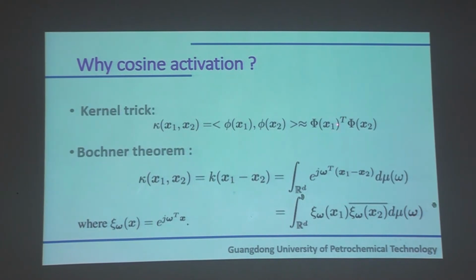But here we want to know exactly what form it is. Once we know the form of the phi, for the input we just use the phi to do the mapping, and then we compute the inner product. It can fix the problem caused by big data. We call this kernel approximation.